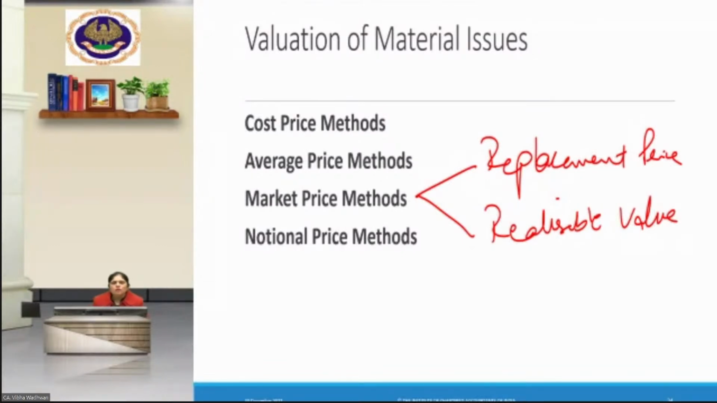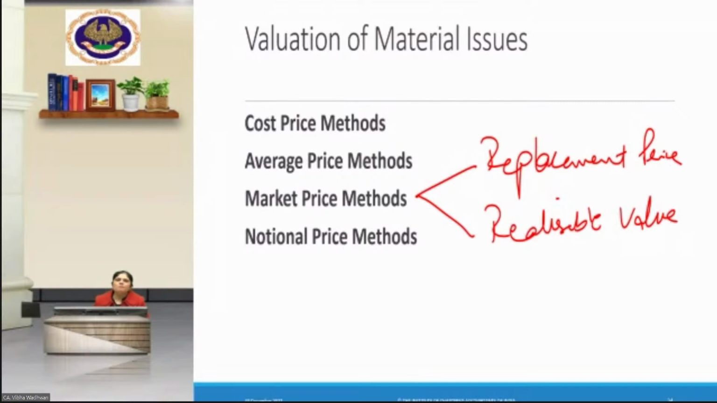All right. Notional price methods are basically the price which are not the actual price. Notional price are the standard price. That means it is already predetermined that this price the material will be issued at. Notional price has nothing to do with the purchase price, the material which I have purchased for, or the current market price which is going on. Notional price, that means the material will be issued to the production at a predetermined rate. Not the current market price, not the purchase price of the material, but a predetermined rate.